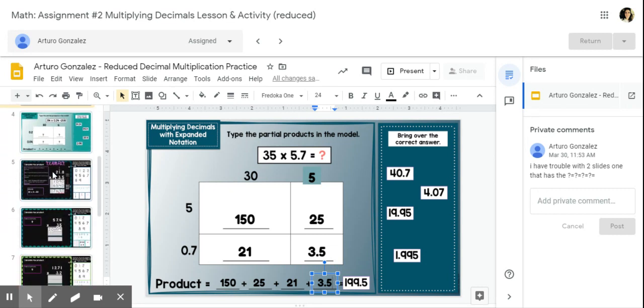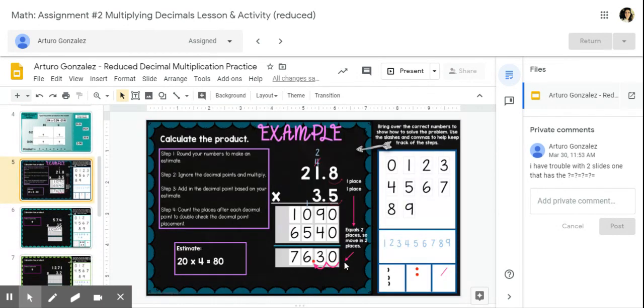Also, in looking over, so don't forget this right here is an example of what it should look like at the end. And so don't forget that they're wanting you to estimate first. So it says step 1, round your numbers to make an estimate. So you can see here that they rounded to the closest 10. So they said 20 because 21's closer to 20 than it is to 25 or to 30. And then 3 and 5/10, they rounded it to the nearest ones place. And so they said 4. So 20 times 4 is 80. This is their estimate. And then they go through and they do their actual math.